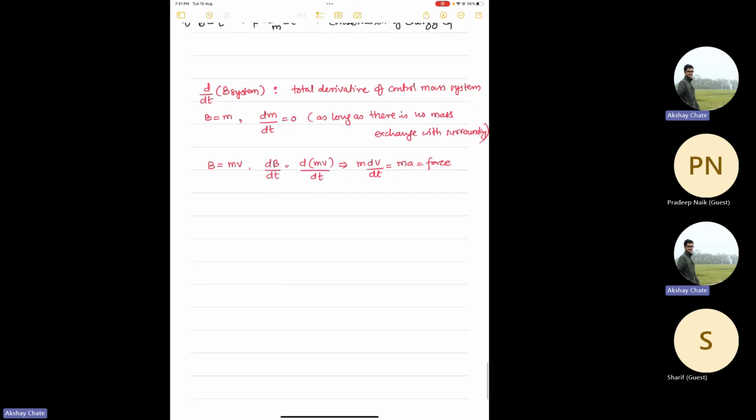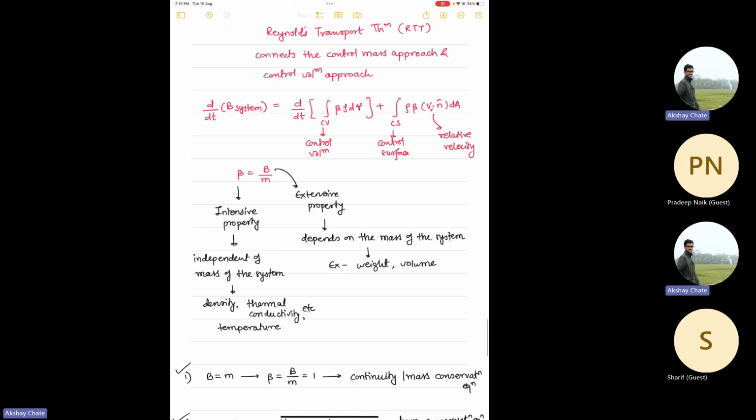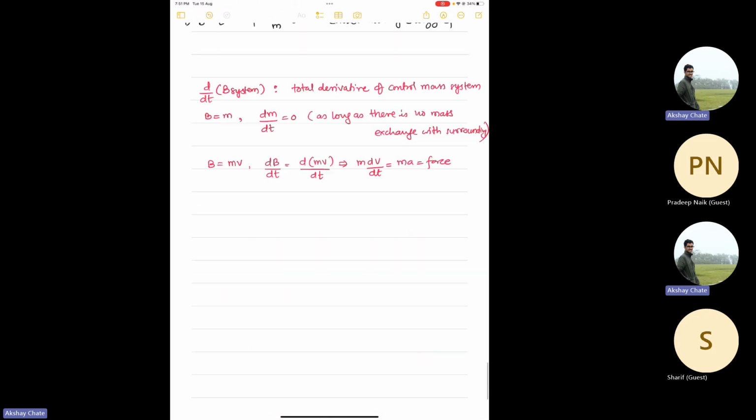So in that case, the second term in that RTT equation, okay, so this was the first term, this is d by dt of the volume integral over CV of rho beta d volume. This is actually a term which signifies accumulation or destruction or deaccumulation.